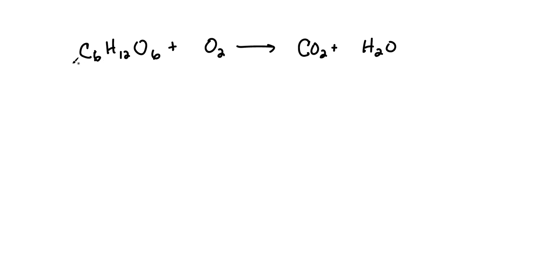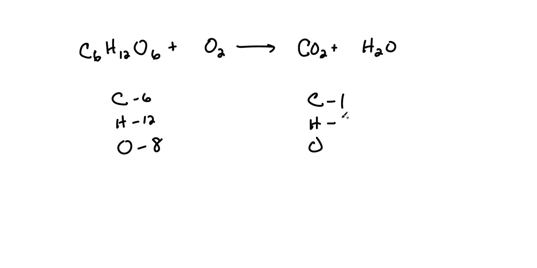So let's go here. We've got 6 carbons. Right here, let's see what we've got on this side. We've got carbons, hydrogens, oxygens. On this side, we've got carbons, hydrogens, oxygens. Currently, we have 6 carbons, 12 hydrogens, and 6 plus 2, or 8 oxygens. Let's go to this side. We currently have 1 carbon, 2 hydrogens, and 2 plus 1 is 3 oxygens. This is not balanced. It does not work out.